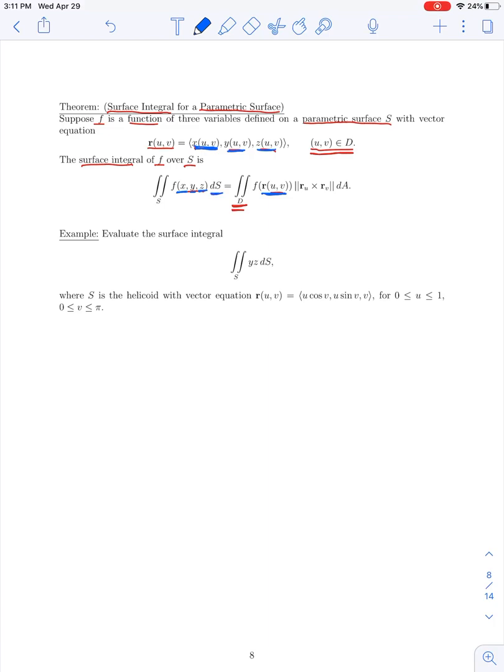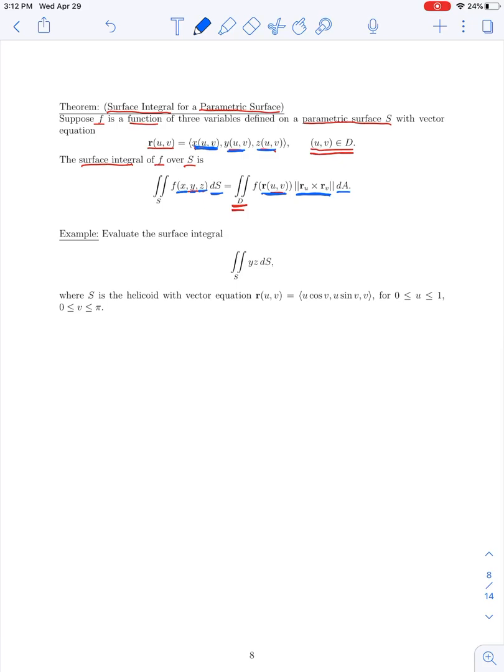And then on the end, we have the differential of surface area. We had seen in the last part of this lecture that the surface area of a parametric surface is given by the magnitude of the cross product of the partial derivatives of that vector function with respect to u and v. And we are now evaluating a double integral in the plane with respect to area.